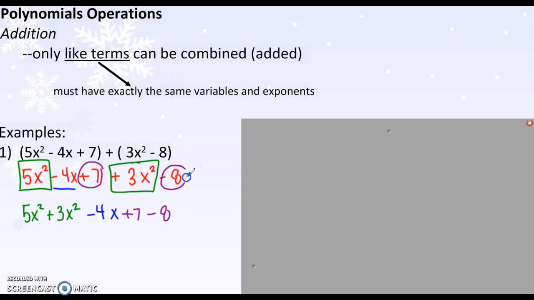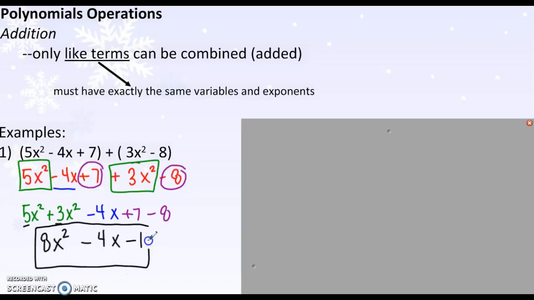And what we're going to do is combine our like terms by looking at the coefficients. And remember, the coefficients are the number being multiplied by the variable. So 5x squared plus 3x squared gives me 8x squared. Minus 4x doesn't have a partner, and positive 7 and negative 8 leave us negative 1. So our resultant from adding the trinomial and the binomial is another trinomial. And notice our degree did not get any larger since we're just adding.